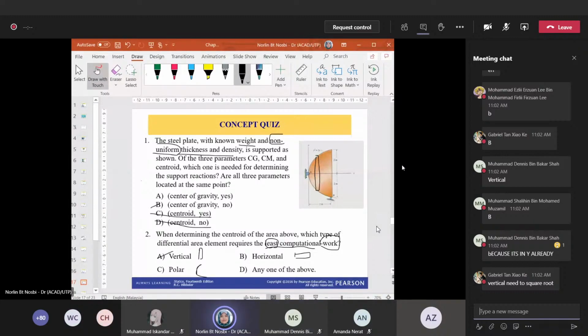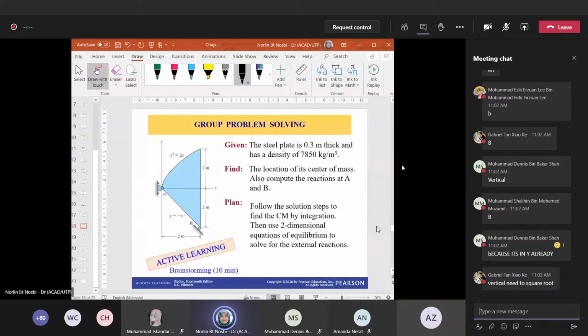Okay, now we are going to do the active learning. So I will give you 10 minutes. Try to solve this question. So I will get back to you at 11:15. Okay, the question is, this is a steel plate. The thickness is 0.3 meter thick. And then the density is 7,850 kilogram per meter cube. So you need to find center of mass.